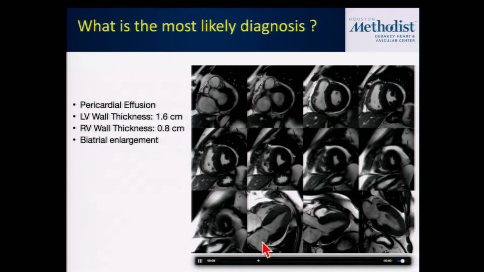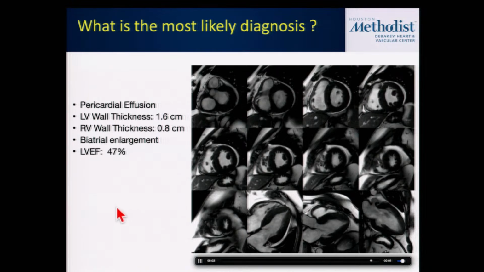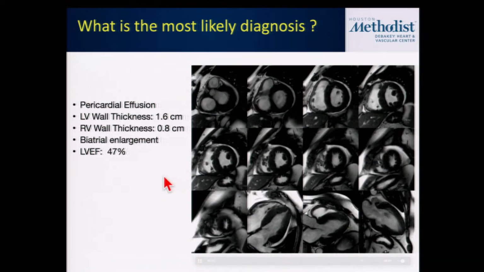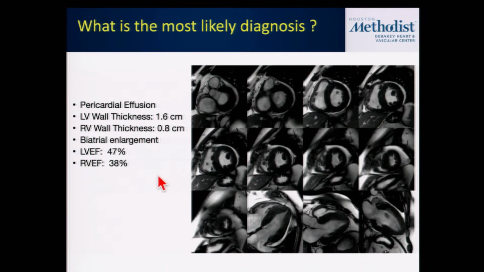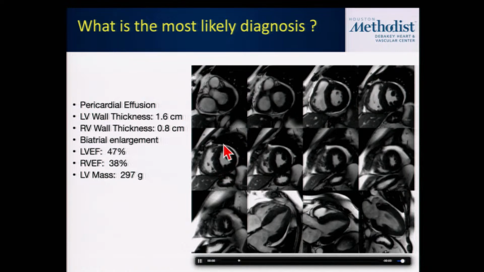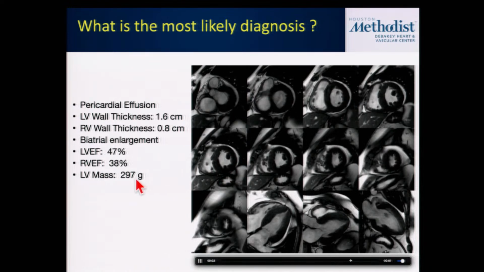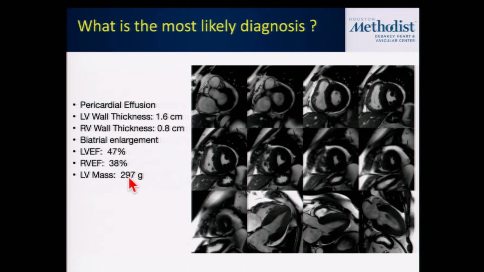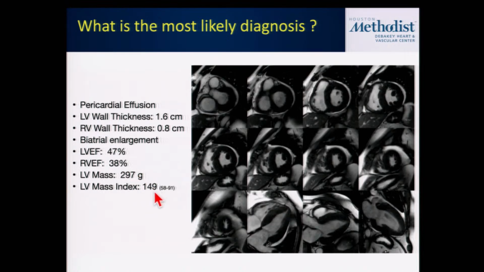If you look at the atria on this four-chamber view, there's biatrial enlargement with a reduction in LV ejection fraction. Again, not severe LV dysfunction, but rather just mild LV dysfunction with an EF of 47, and also mild RV dysfunction with an RV EF of 38%. And you notice that there's a significant increase in LV mass. So this increase in wall thickness is resulting in almost a 300-gram left ventricular mass.